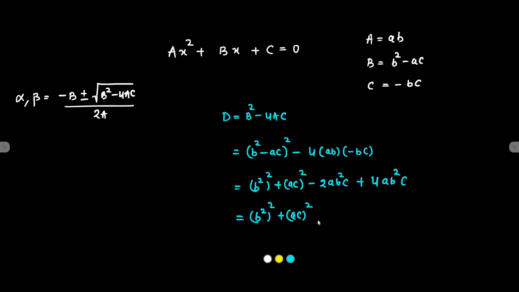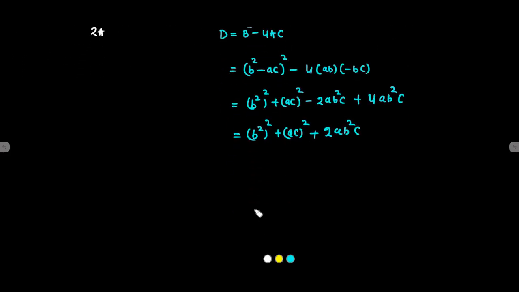Plus, okay, it is plus 2ab square c. Okay, so we can write it as b square whole square plus ac whole square plus 2 into b square into ac. So this becomes a plus b whole square format. So b square plus ac whole square.